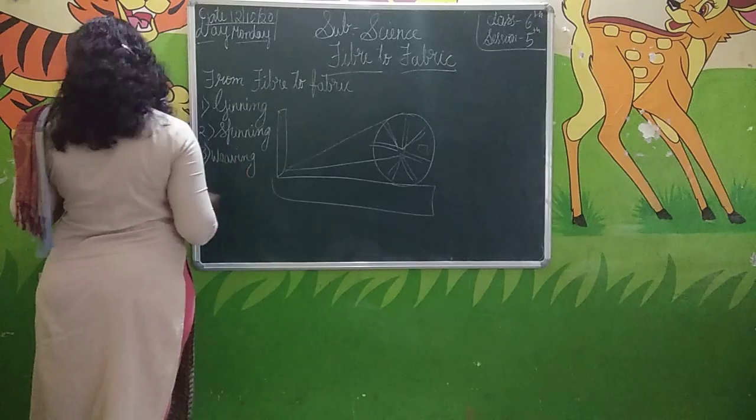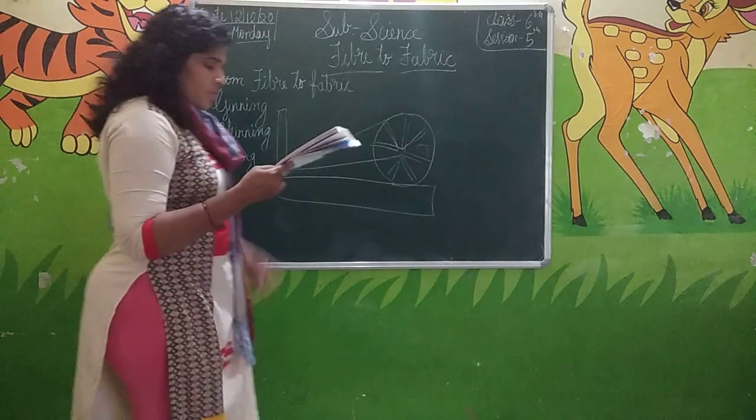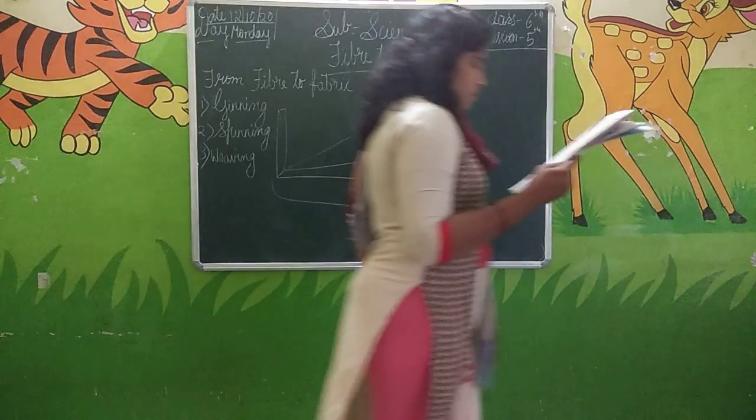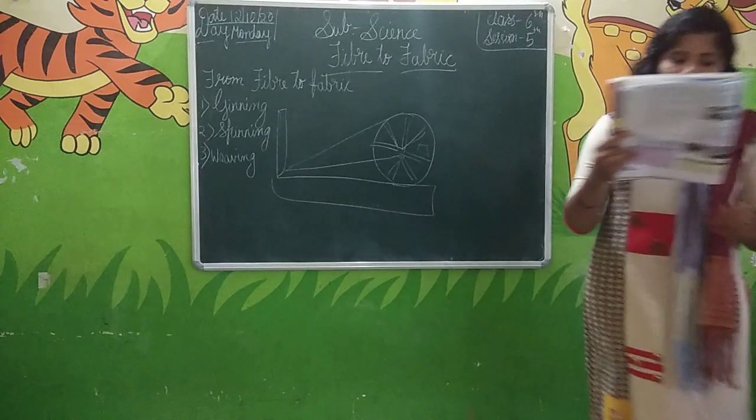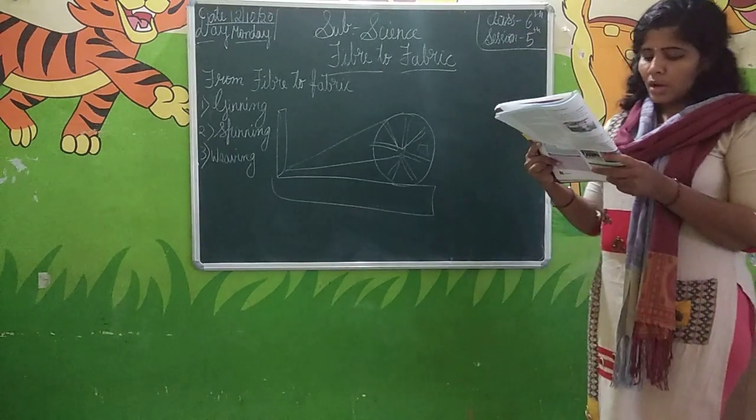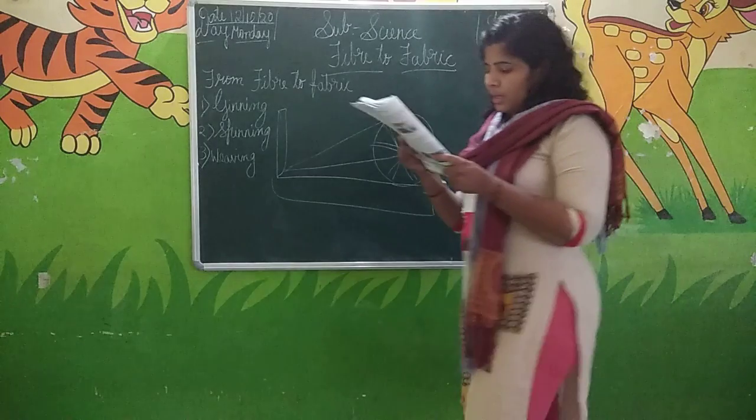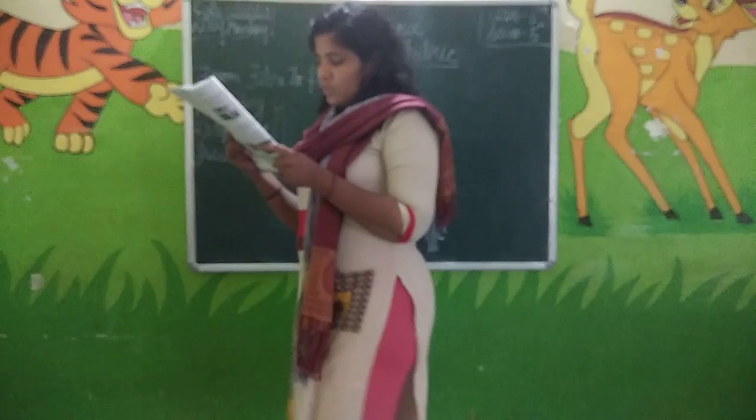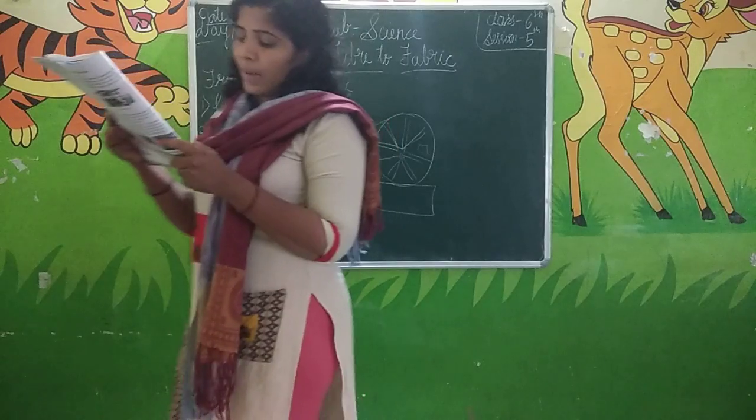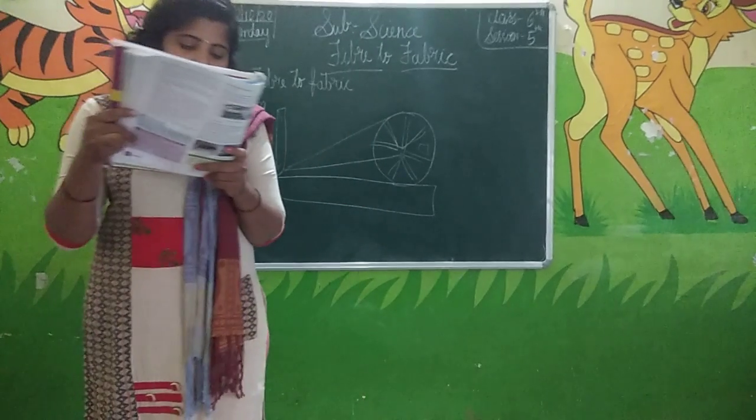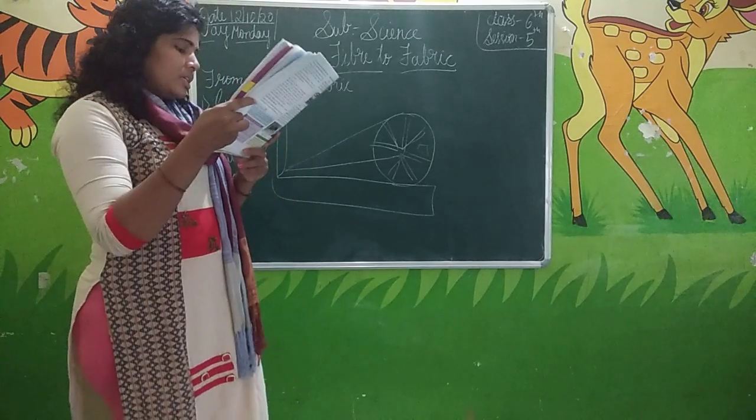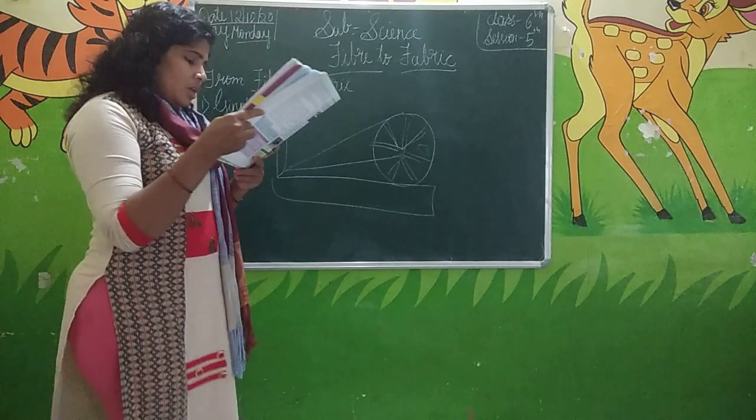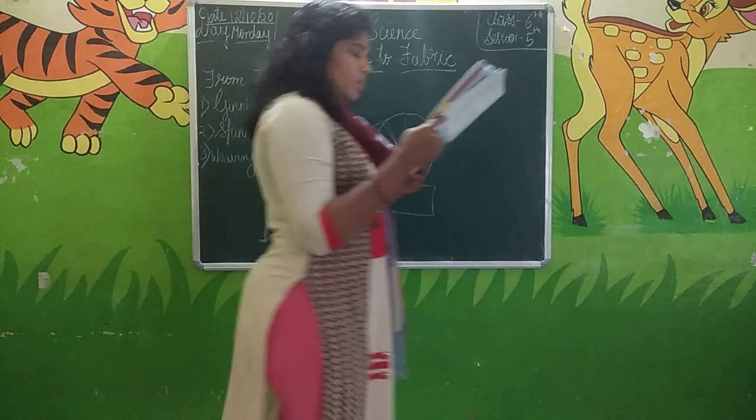Third is weaving. It is the process of converting yarn into cloth. The process of arranging two sets of yarns together to make a fabric with the help of a hand loom or power loom is called weaving. Weavers weaving on a small scale use hand looms. On a large scale, cotton fabrics are made by big machines that run on electricity. These machines are called power looms.